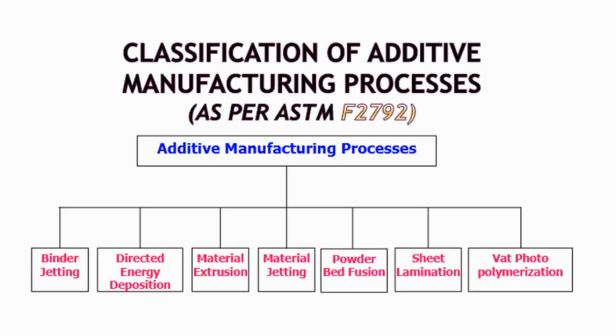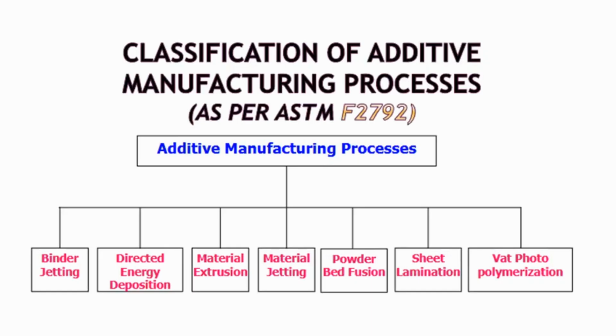Direct energy deposition is not there, but I will explain later on. Material extrusion means the FDM process. And material jetting means here we deposit fine droplets of molten material onto the platform, and with the help of laser beams, that will be sintered and solidified.